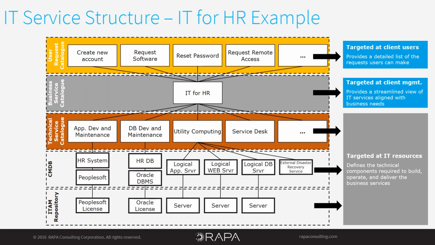IT for HR is the overall business service that you negotiate with your client, and then there's a user request catalog that allows you to make requests based on that service. So same structure, same idea, and as you see here, there's an example where the service desk technical service appears in both of these services, end user enablement and IT for HR.